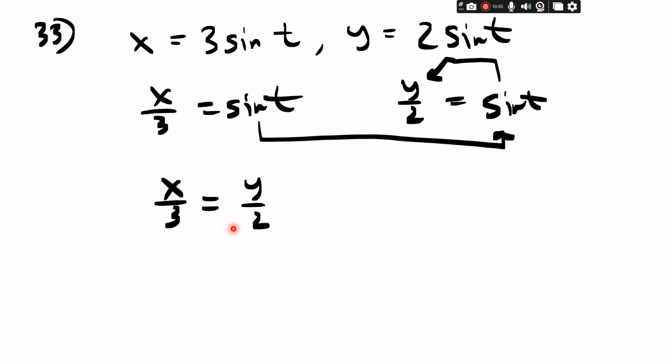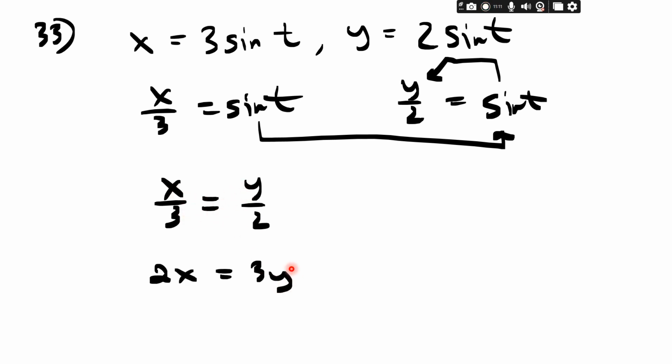Okay, the only thing is we don't leave it like this. Notice there's no squares here. These are both linear forms. So let's cross multiply right here. Multiply this guy, gets you 2x. Multiply this guy, gets you 3y.